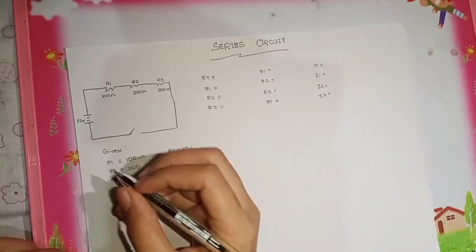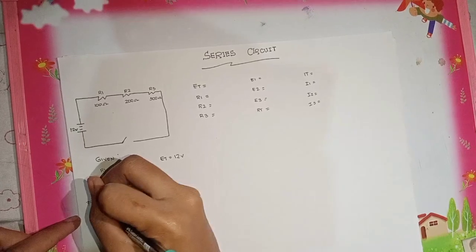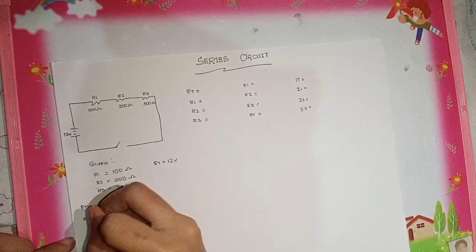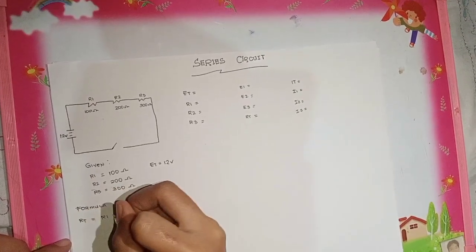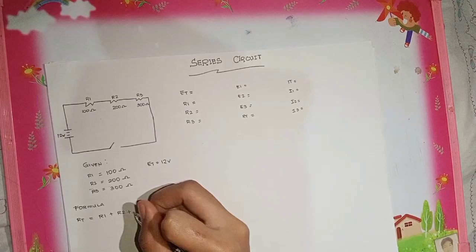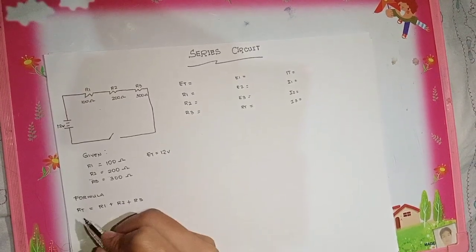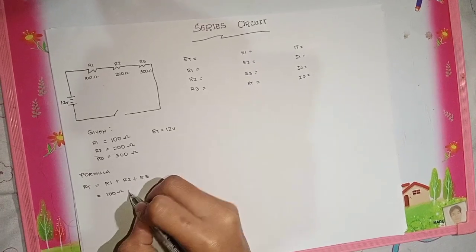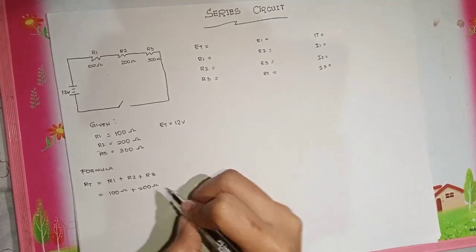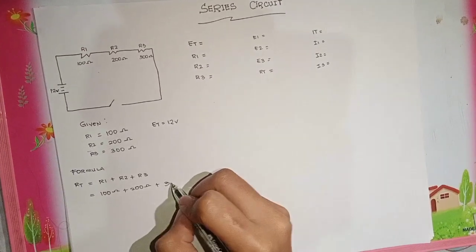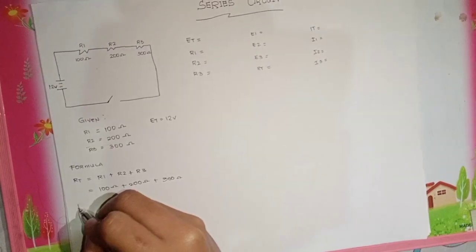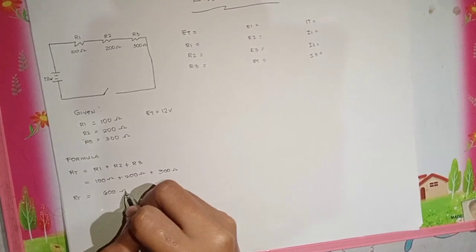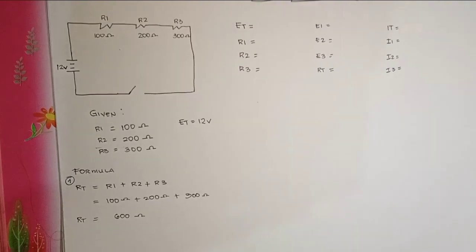In getting the total resistance, the formula is total resistance equals R1 plus R2 plus R3. So, R1 is 100 ohms, R2, 200 ohms, R3, 300 ohms. The total resistance is equal to 600 ohms. So next, we are going to compute for the total current.